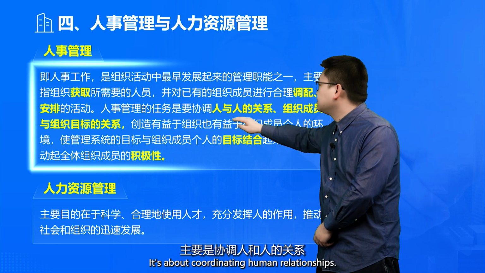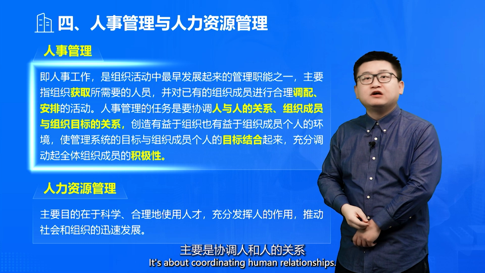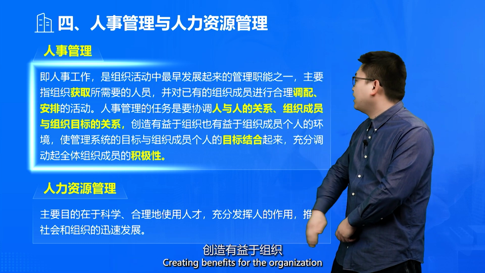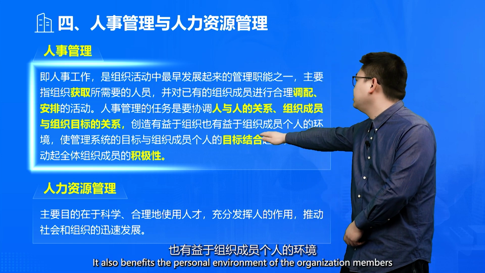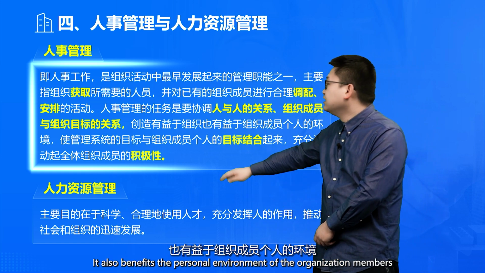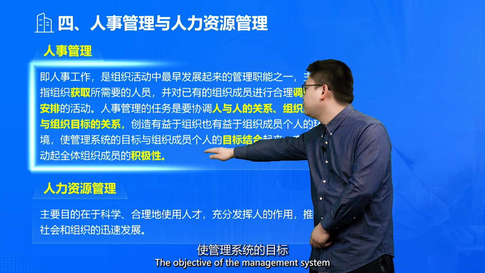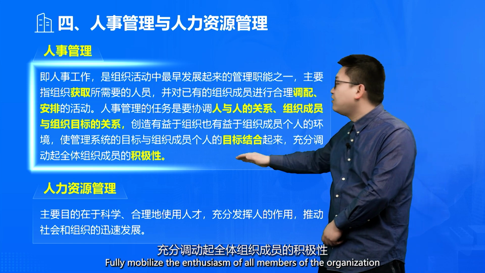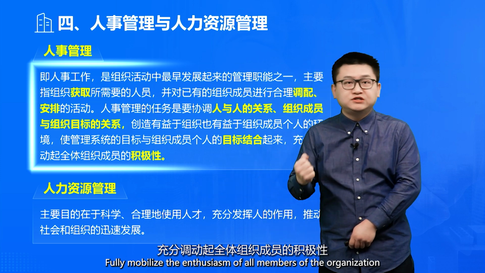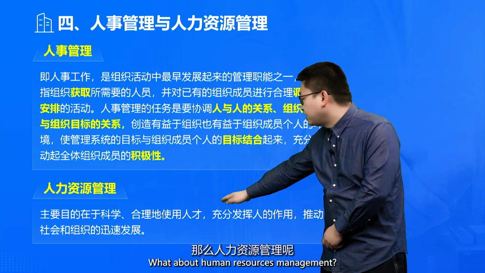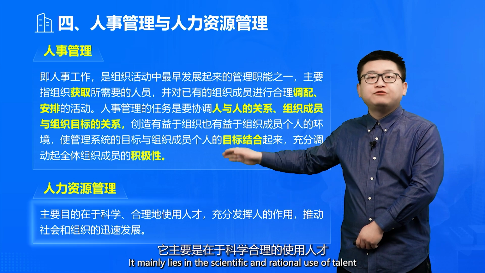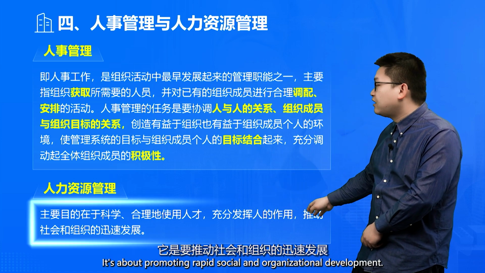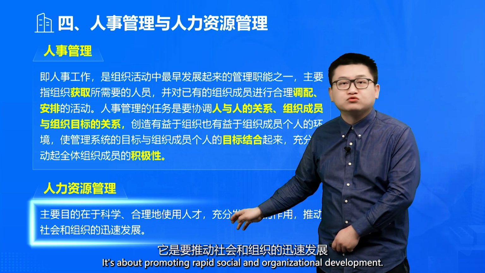The mandate of personnel management is about coordinating human relationships, the relationship between organizational members and organizational goals, creating benefits for the organization, and also benefiting the personal environment of the organization members, combining the management system's objectives with the individual goals of the organization members, and fully mobilizing the enthusiasm of all members of the organization. What about human resources management? It mainly lies in the scientific and rational use of talent, giving full play to the human role, and promoting rapid social and organizational development.